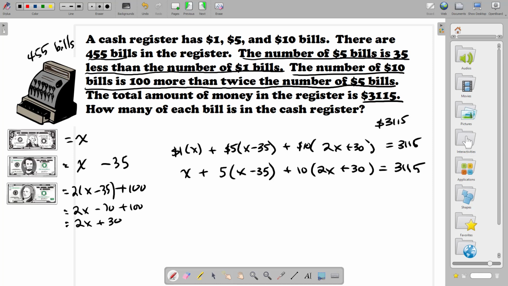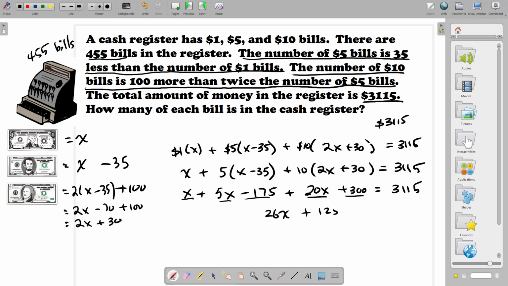So now I need to distribute, and I get x plus 5 times x is 5x. 5 times negative 35 is negative 175. 10 times 2x is 20x. And 10 times 30 is 300. That equals 3,115. X plus 5x plus 20x is 26x. Negative 175 and positive 300 is positive 125.